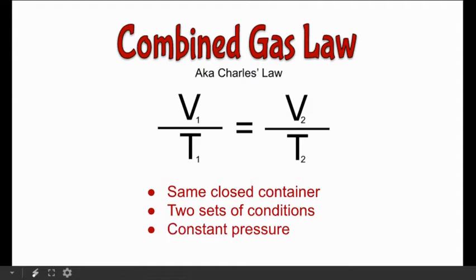is Charles's law. So again, we started with the combined gas law because we have 2 sets of conditions, and then we canceled pressure since it remained constant. So what we end up with is V1 over T1 is equal to V2 over T2. Same closed container, 2 sets of conditions, constant pressure.